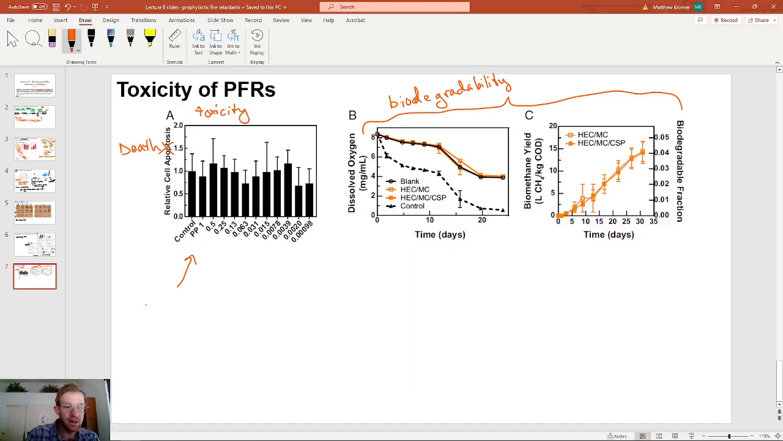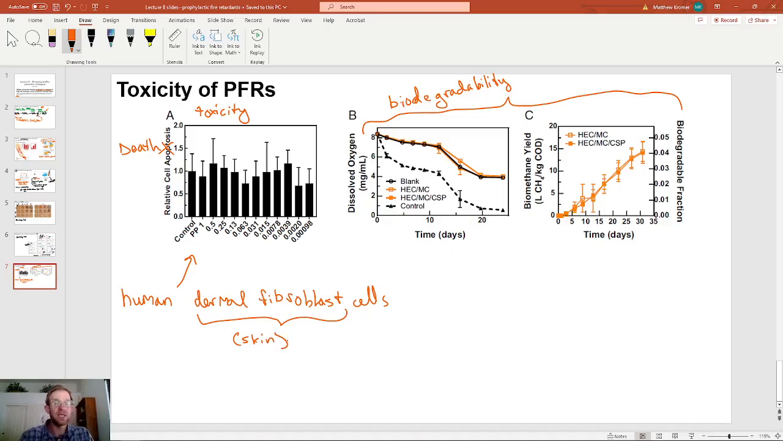So what they are doing here is they're treating human dermal fibroblast cells. Basically, dermal fibroblasts are skin cells related to connective tissue. So they're basically taking human cells in a petri dish, exposing it to this material and seeing how much of the cell dies as a function of dilution here.